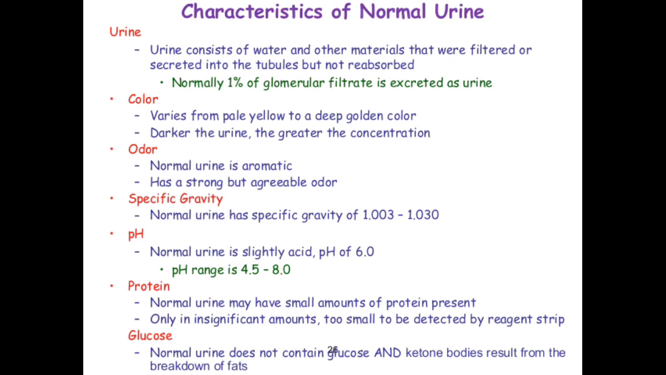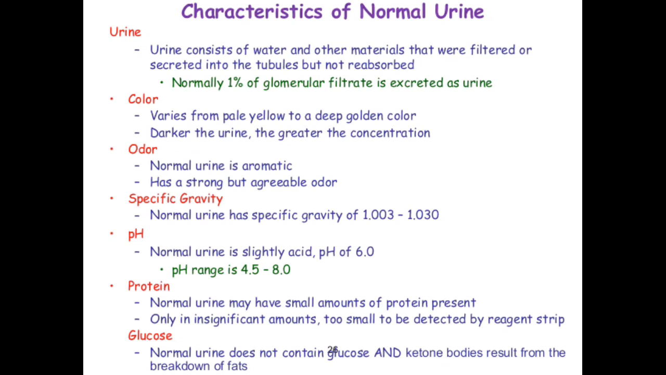Characteristics of normal urine. Urine consists of water and other materials that were filtered or secreted into the tubules but not reabsorbed. Normally 1% of glomerular filtrate is excreted as urine. The color of urine varies from pale yellow to deep golden color. The darker the urine, the greater the concentration. Odor: normal urine is aromatic, with a strong but agreeable odor.